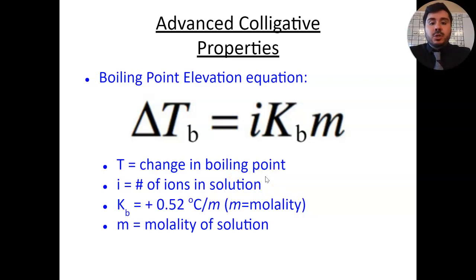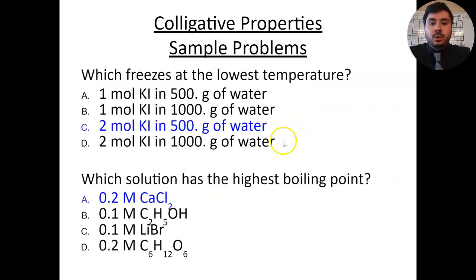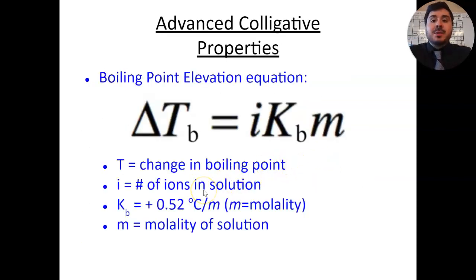Now, next up is Kb. Kb is referring to a constant. It's your constant for boiling point elevation. It is a positive 0.52 degrees Celsius divided by molality. Again, lowercase m is molality. So the unit for this constant is degrees Celsius per molality, and again, it's a positive 0.52 degrees Celsius per molality.